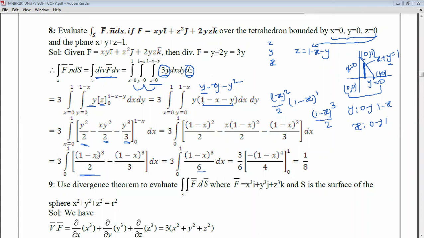So 3 into 1 minus x whole cube minus 2 into this. 3 minus 2 is nothing but 1. So that's why we wrote this. And this is a constant 1. Simply we can write it outside. So 3 by 6 into.